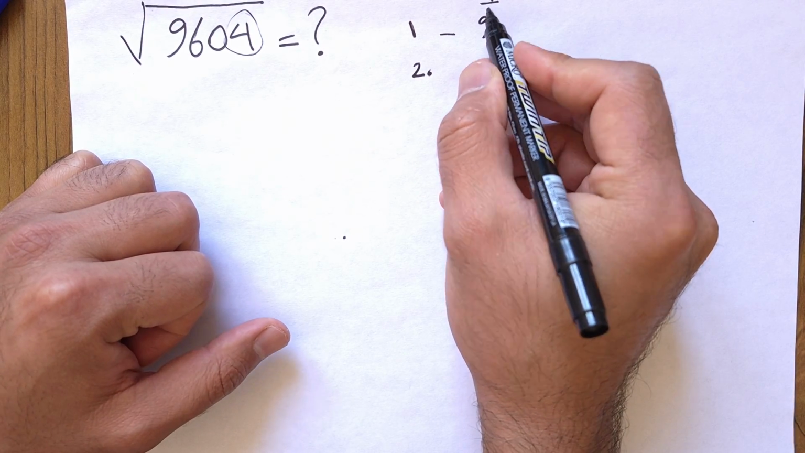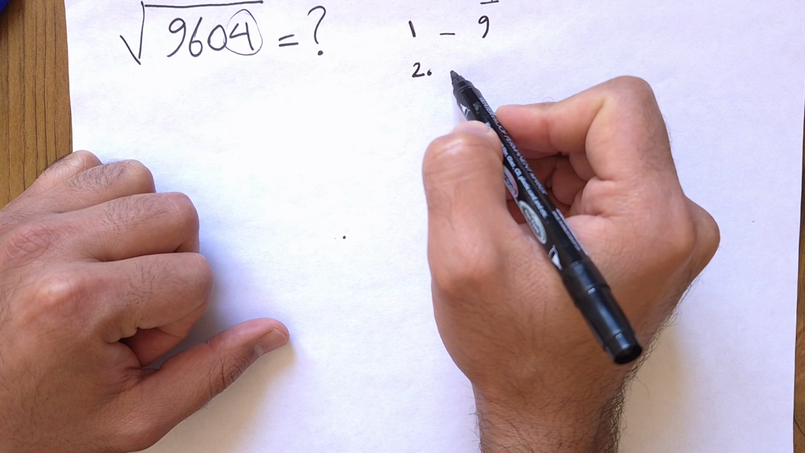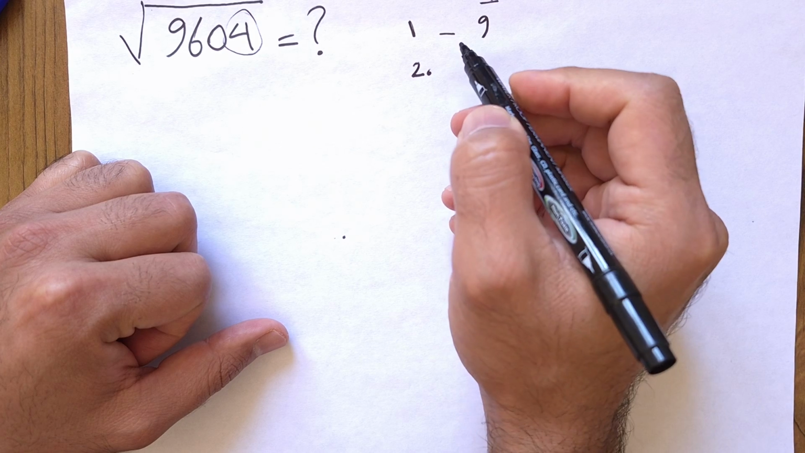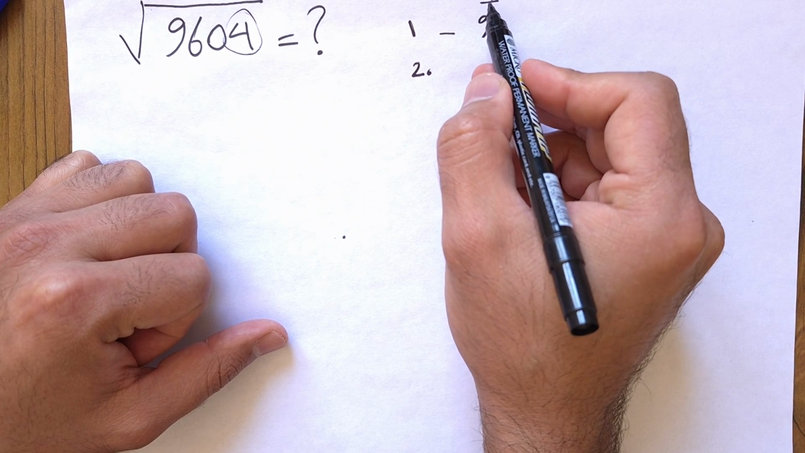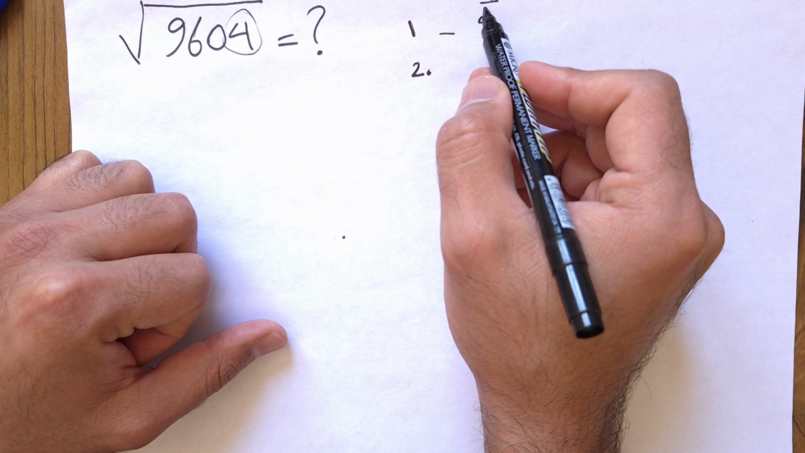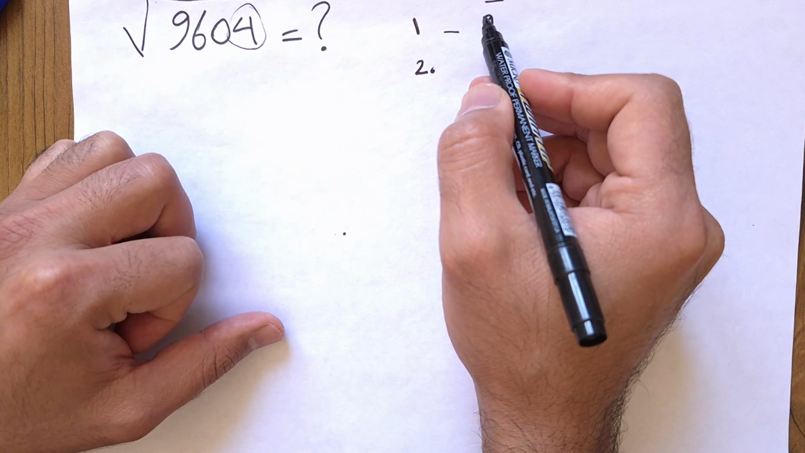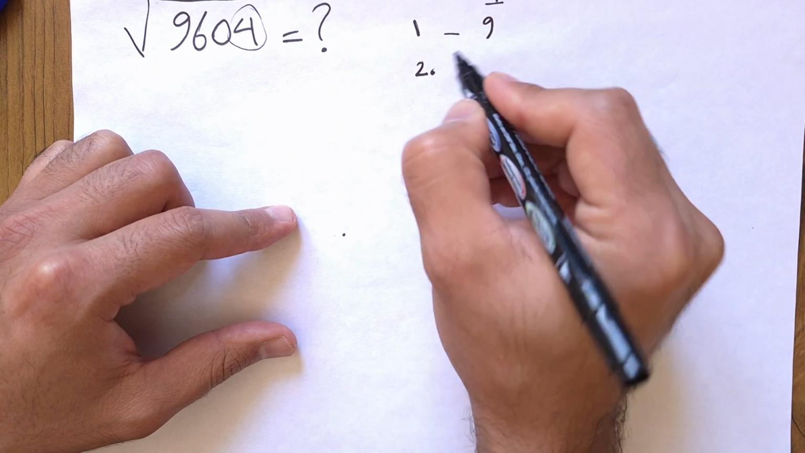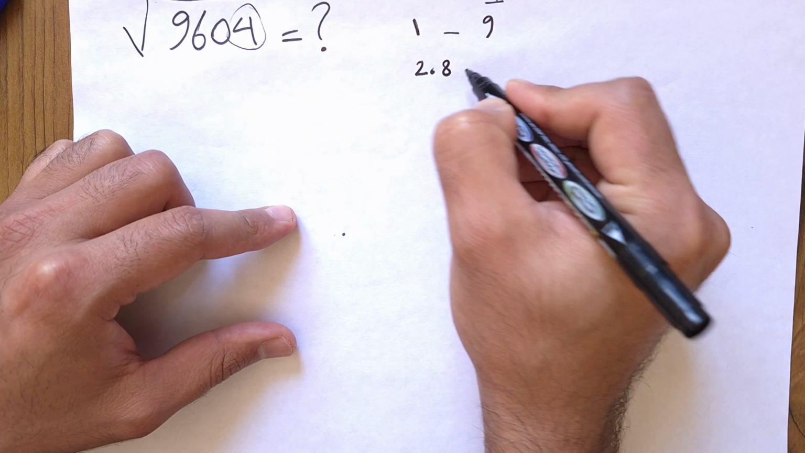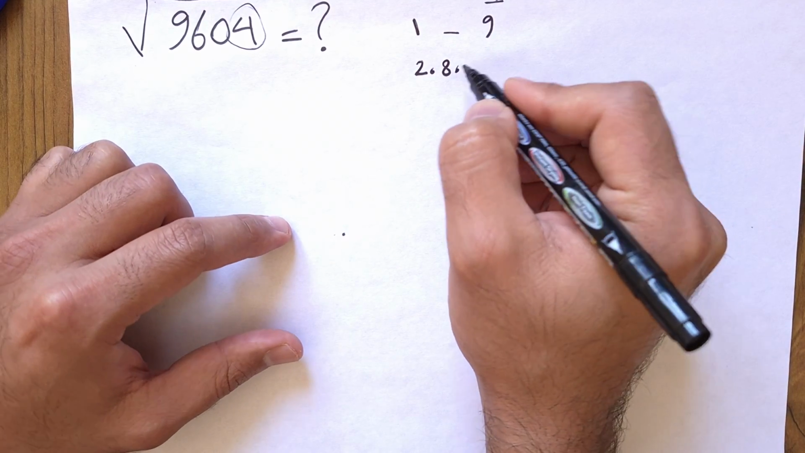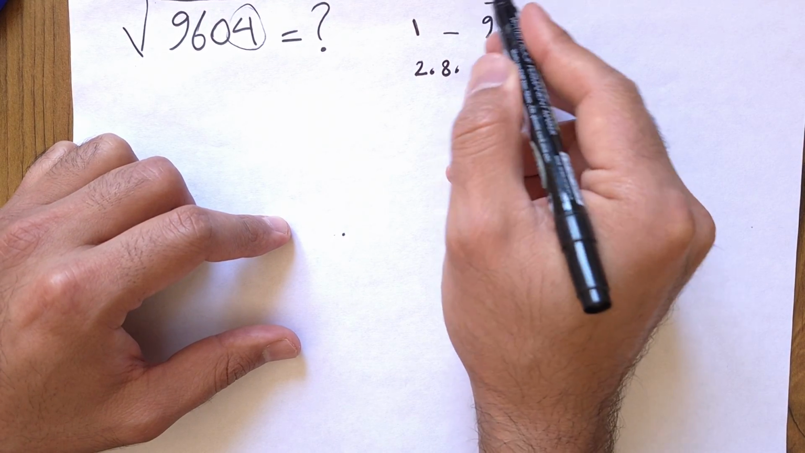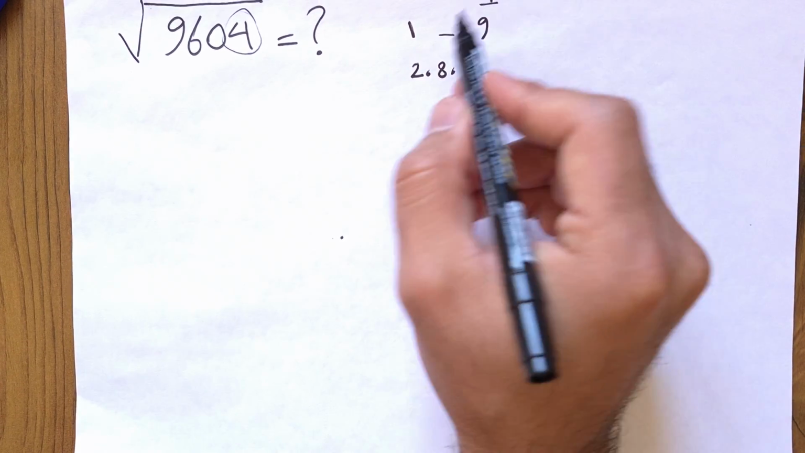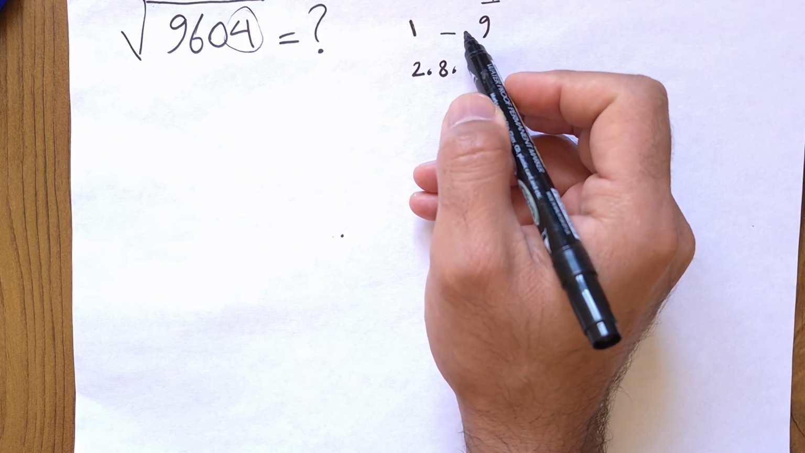4 squared is 16, it doesn't end in 4. 5 squared is 25, doesn't end in 4. 6 squared is 36, doesn't end in 4. 7 squared is 49, it doesn't end in 4. 8 squared is 64. 64 ends in 4. So 8 is one of our options. 9 squared is 81. It doesn't end in 4. So that's finished, just from 1 to 9, single-digit numbers.